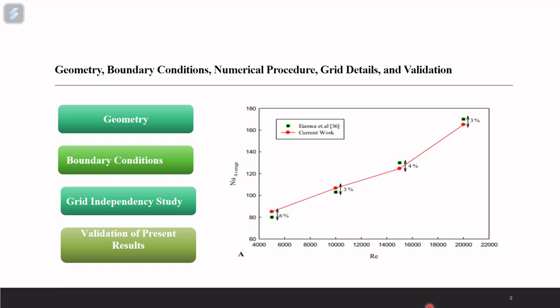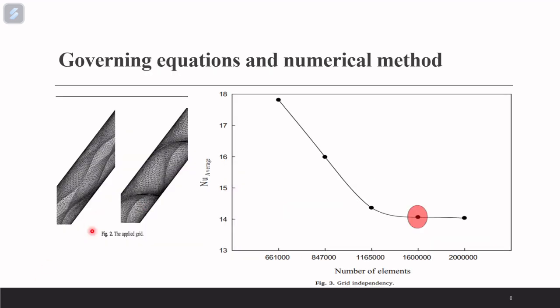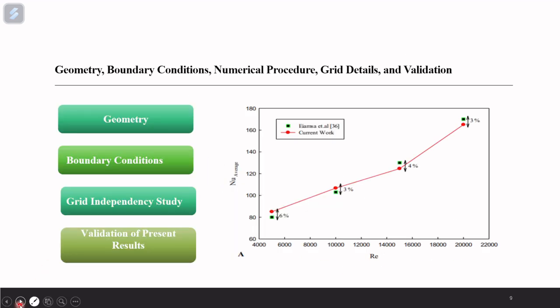So, an unstructured grid is used for the simulation, which is shown in figure 2. This is figure 2, and to ensure accuracy, grid independency is checked by simulating flow at the maximum Reynolds number. The Nusselt number remains stable beyond a certain number of grid elements. Grid element configuration, grid independency, and the validation of the present results.